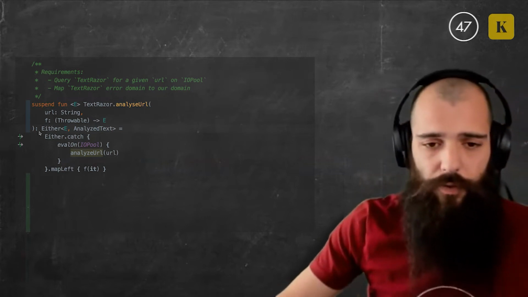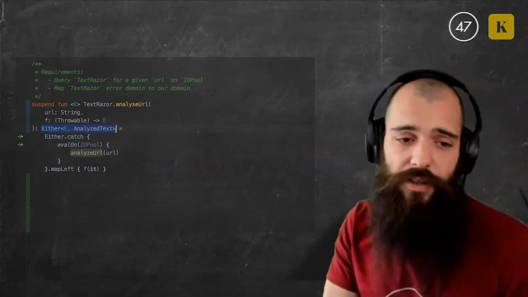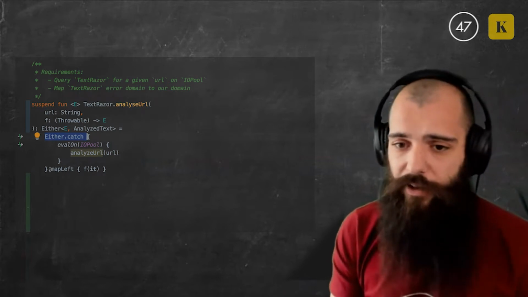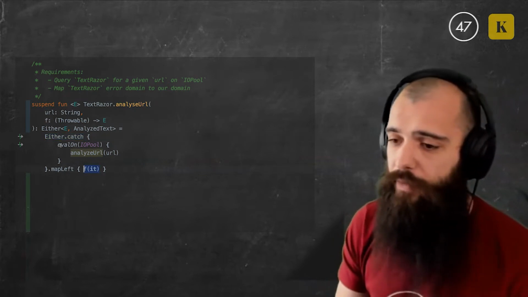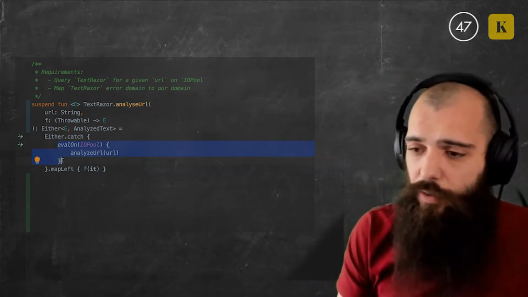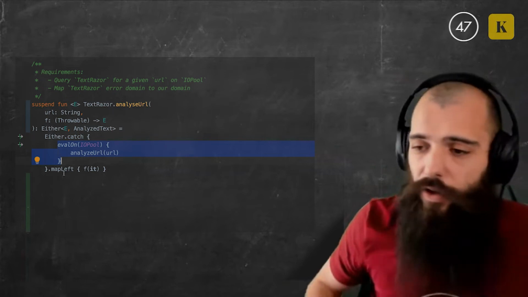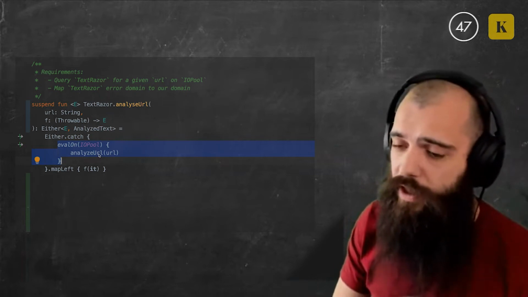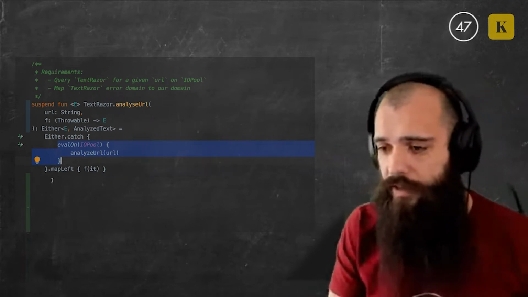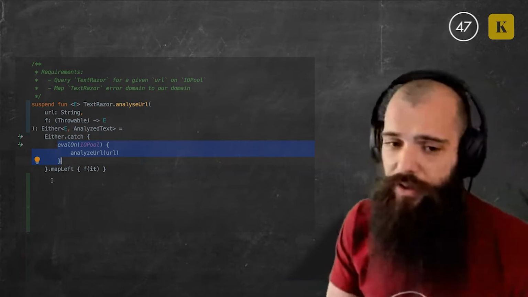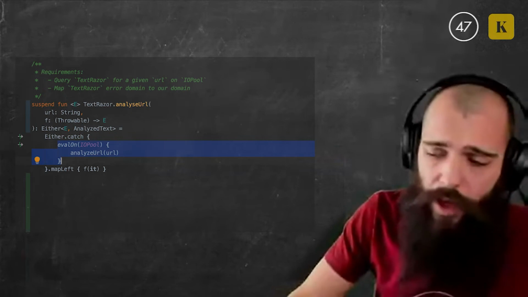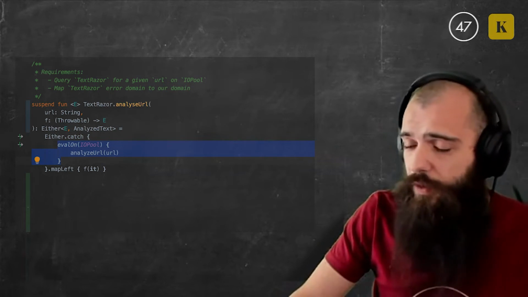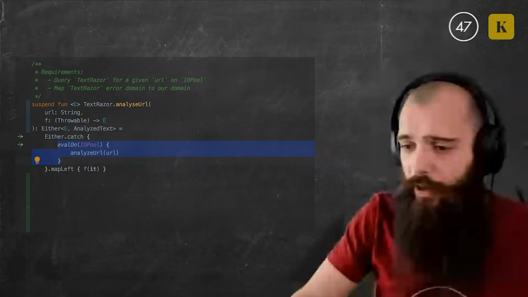So our first requirement was to represent errors in a typed fashion, and using Either is a common pattern for doing so. And here we're using Either catch so that we can easily map the error that we receive from TextTracer to the error that we want in our domain. Here you can also see that we are using evalOn IO pool to make sure that analyze URL is always called on the IO pool context, since the Java API from TextTracer is a blocking API. And by doing it in this manner, we can ensure that no matter where you call this function from, the TextTracer API is guaranteed to be called on the correct IO pool context.